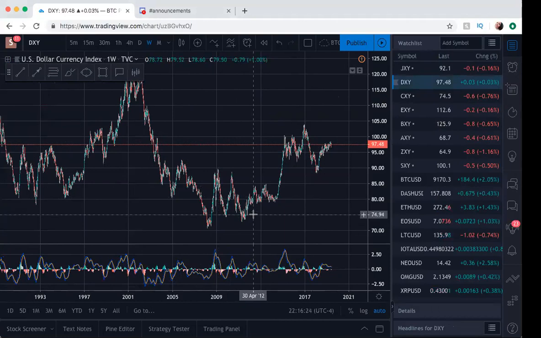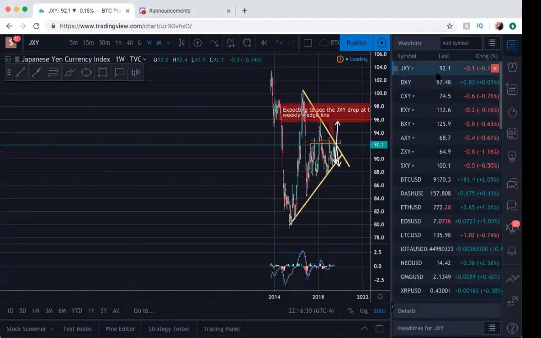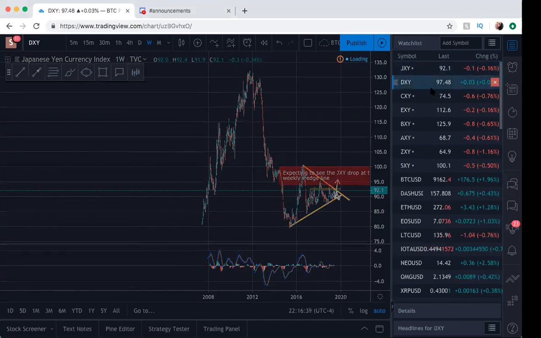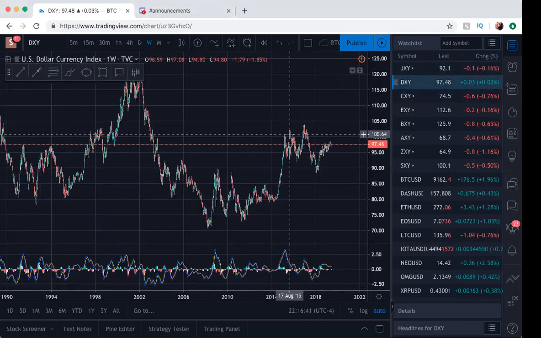So let's say you're trading USD JPY, the dollar versus the yen. You can then go to the yen's currency index and see where it is on the graph, and how that should react in comparison to your other pair, which would be the US dollar.